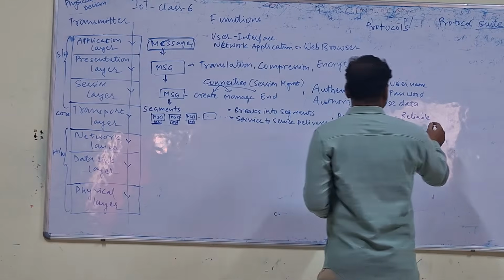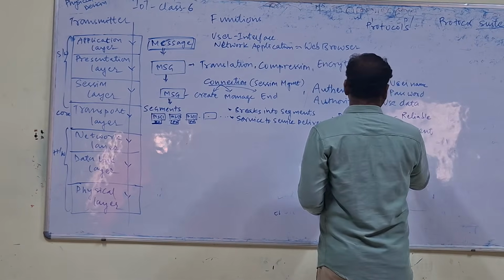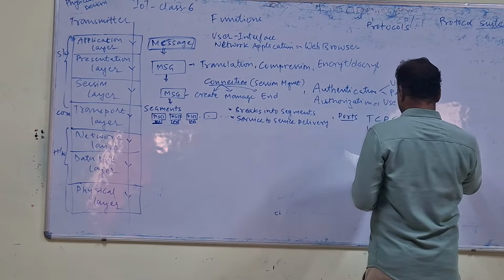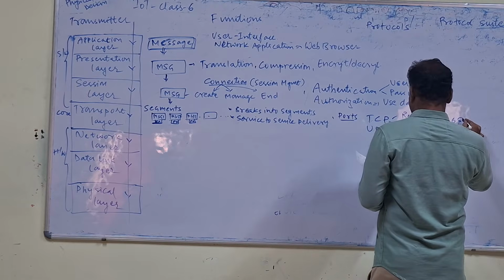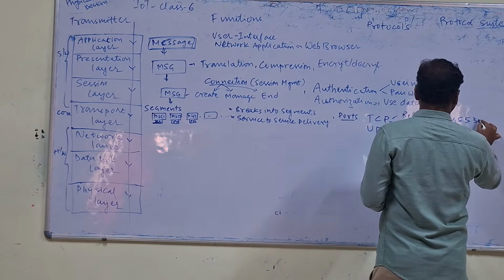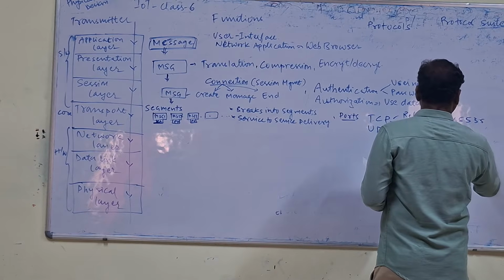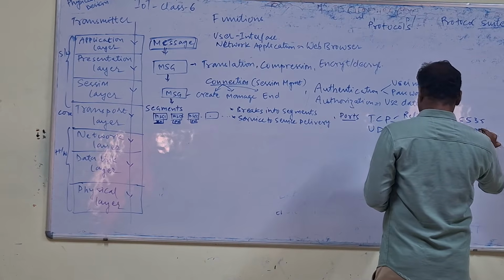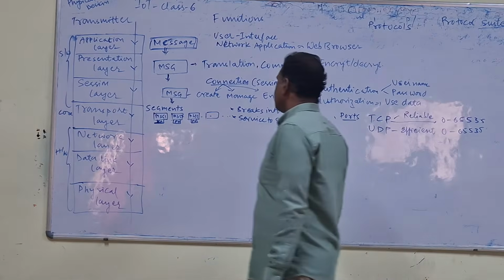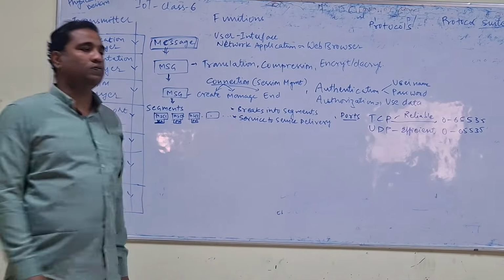So we have port addresses for TCP also. For TCP we have port addresses from 0 to 65,535. For UDP also we have port addresses from 0 to 65,535. These many ports we can have.